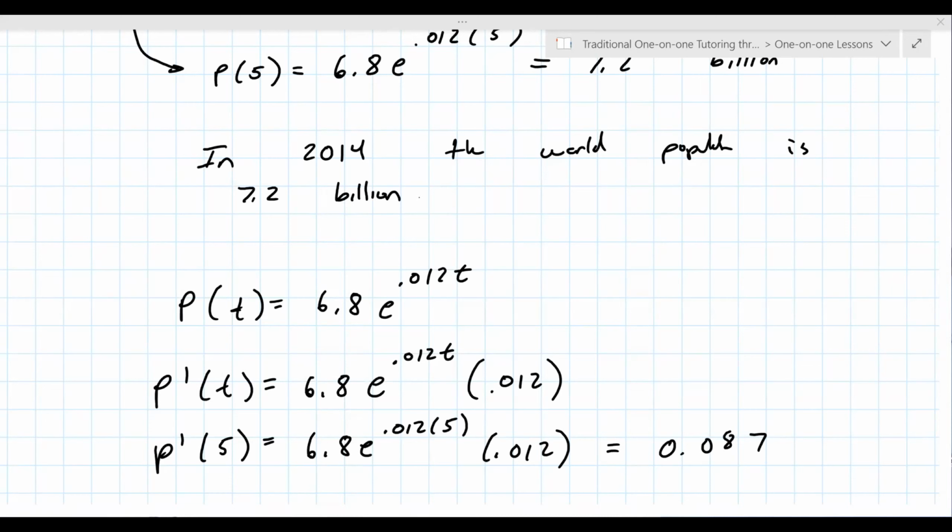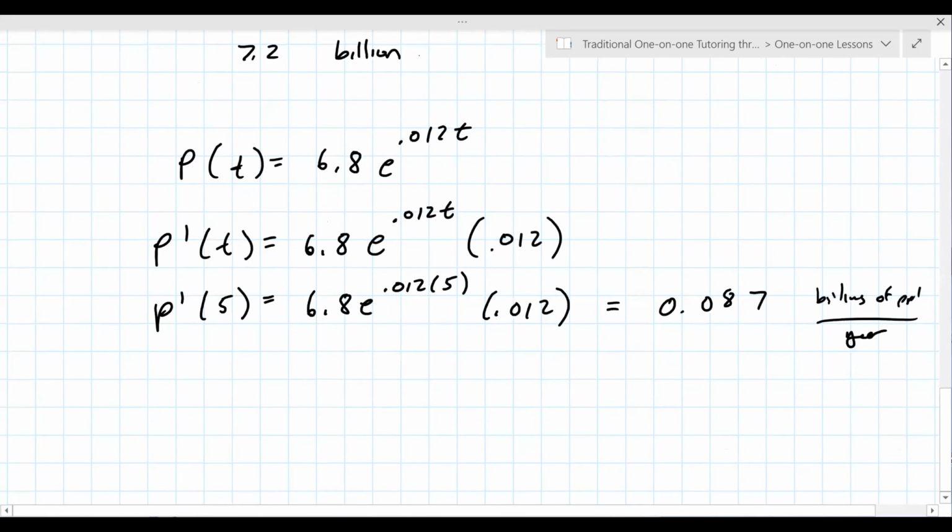What are the units of this? Billions of people since January 1st of 2009. So it's population, or billions of people per year. Okay. All right, so that's just it.